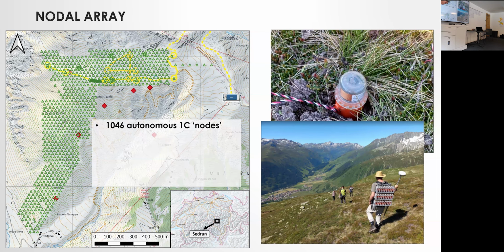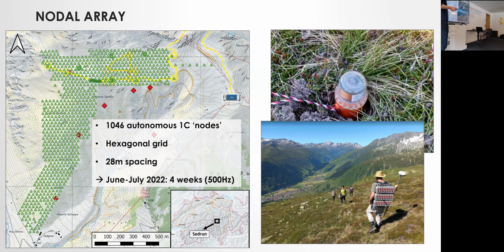And so in total, this configuration consists of 1,046 of those 1-component nodes. The majority constitutes a hexagonal grid with a 28-meter spacing. And from June till July 2022, so also simultaneously with the DAS acquisition in that summer, all those nodes acquired data for 4 weeks continuously at 500 hertz.